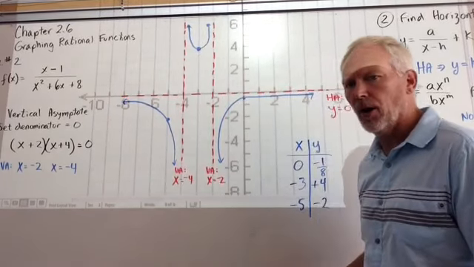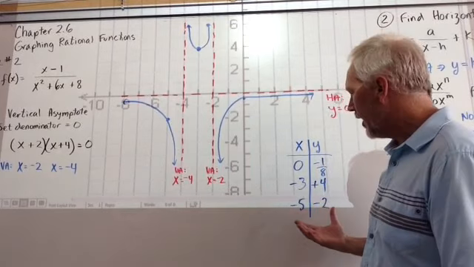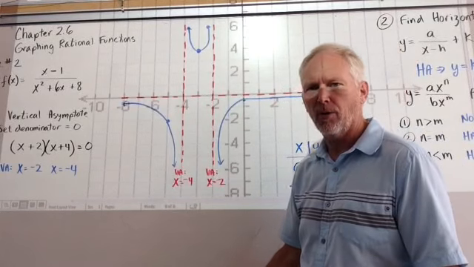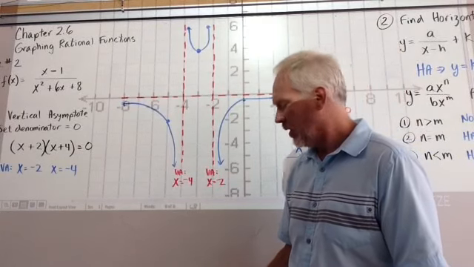Okay? So we've plotted our points. We have our basic graph. Everything is labeled that we need so we can understand what the graph is doing at each point along the way.